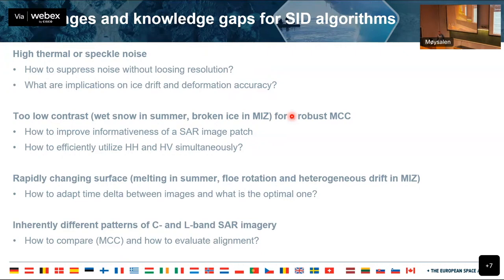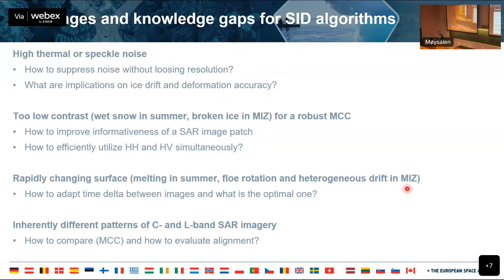Another challenge is that under some conditions, like in summer or in the MIZ, the contrast between ice and water, or between features on the ice, is too low. So a good maximum cross correlation or other pattern matching is not possible. So how to improve the informativeness of SAR images, and how to efficiently use both cross and copolarizations simultaneously for improving this image processing.